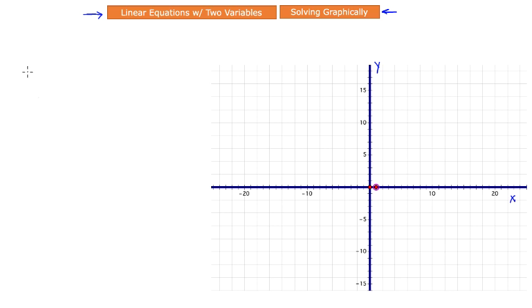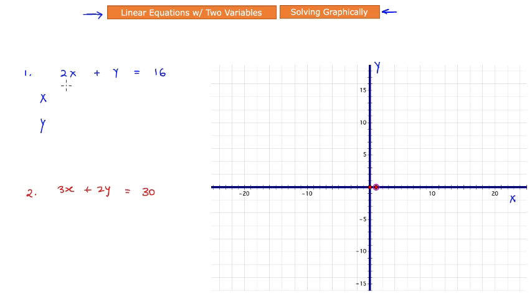Let us understand this with the help of this example. My two equations are, the first one is 2x plus y is equal to 16, and the second equation is 3x plus 2y is equal to 30. Given these two equations, what is that one thing you will need so that you can put these linear equations on a graph paper?